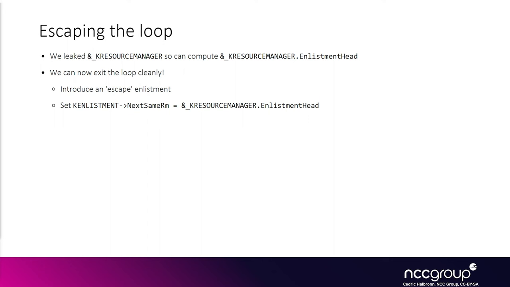And then you can use the enhancement head address you have just computed in a new escape enhancement. You can just basically inject an escape enhancement into the trap enhancement, and the recovery thread will escape the loop at the next iteration of the loop.